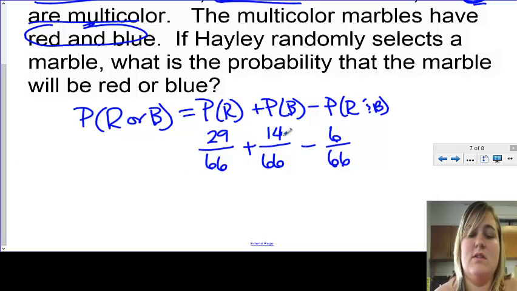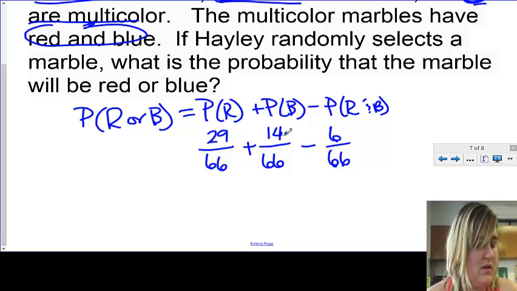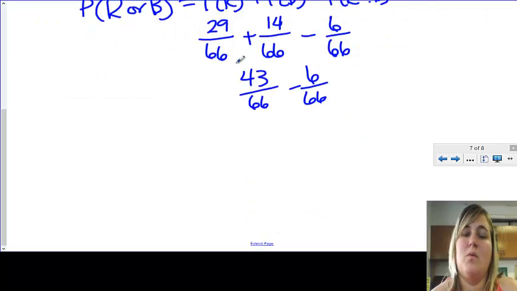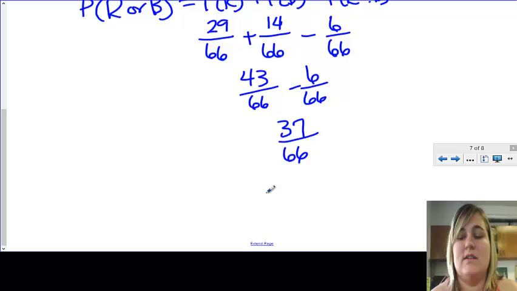So then all I have to do is the math. I have 29 plus 14 gives me 43 out of 66, minus 6 over 66. Whenever I subtract these, I'm going to get 37 out of 66. And that is my final answer.